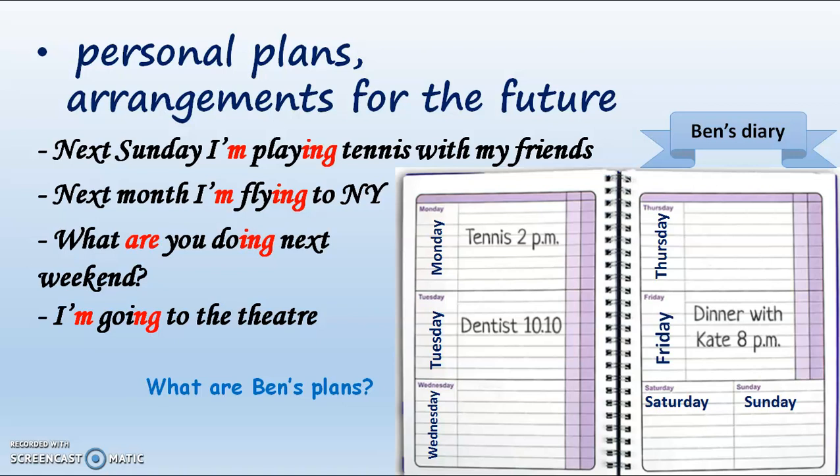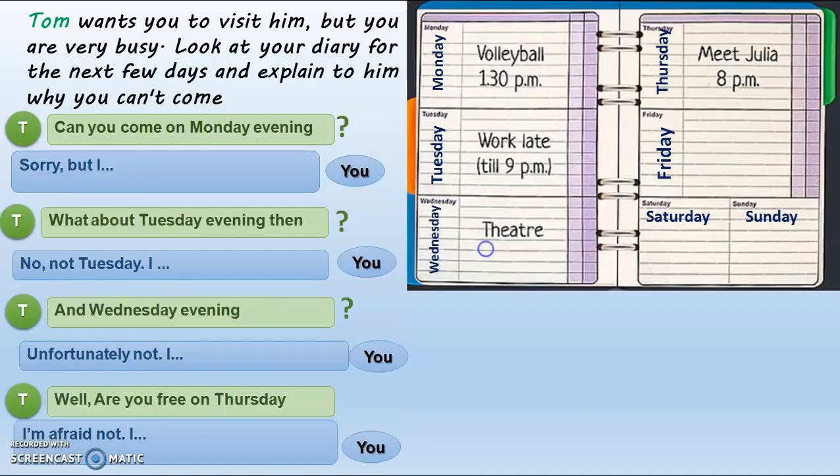What are you doing next weekend? I'm going to the theater. What are Ben's plans for this week? Here you have Ben's diary. Now, a situation is that Tom wants you to visit him, but you are very busy. Look at your diary for the next few days and explain to him why you can't come.